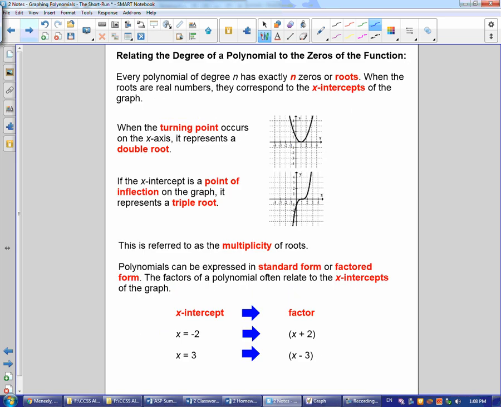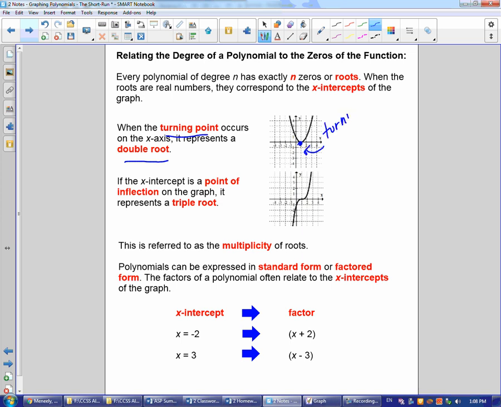All right, so we want to relate the degree of a polynomial to the zeros of the function. Every polynomial of degree n has exactly n zeros or roots. And when those roots are real numbers, they're going to correspond to the x-intercepts of the graph, just like they did in quadratics. Well, we talked a little bit with quadratic functions about how sometimes our roots are double roots. And that's going to happen when our x-intercept happens to be a turning point.